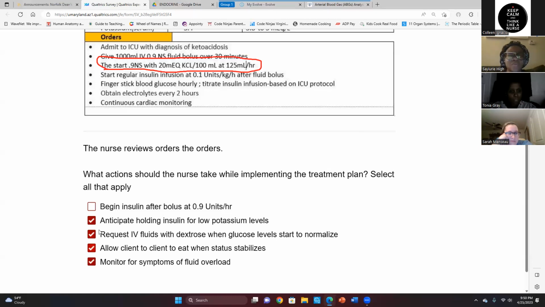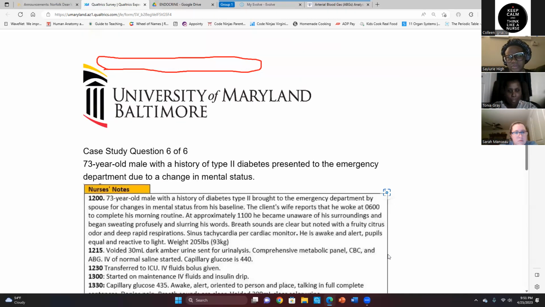Okay, and so allow the client to eat when the status stabilizes. Tonya was adamant about that, and it is correct. Once their respiratory status is stable, yes, they can eat. I'm not going to give them 10 sugary Krispy Kreme donuts, right? But they're going to be able to eat something. And of course, monitor for symptoms of fluid overload is correct. So this was a tough one, but if you're not sure of the exact treatment plan for treating DKA, this is something we've got to review a little more closely. All right. The last part of the question.